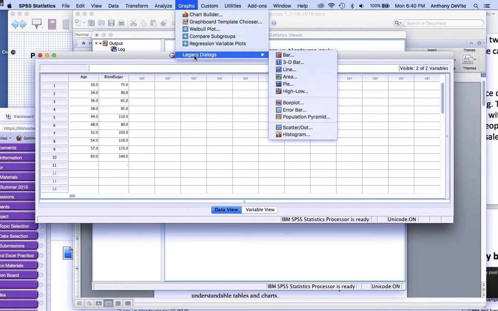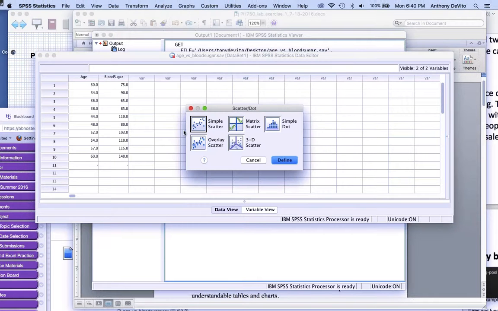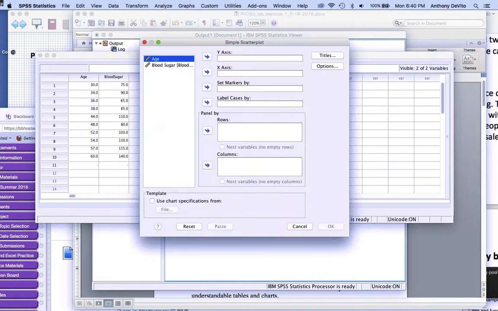I go to legacy dialog, just to keep things simple, because it's the simplest way to get to it. Scatter dot, scatter plot, or scatter dot is what we call this kind of graph. I'm going to click simple scatter dot. I'm going to click define, and it asks me to fill in the X and Y axis. Does it matter which one I put in the X and Y axis?